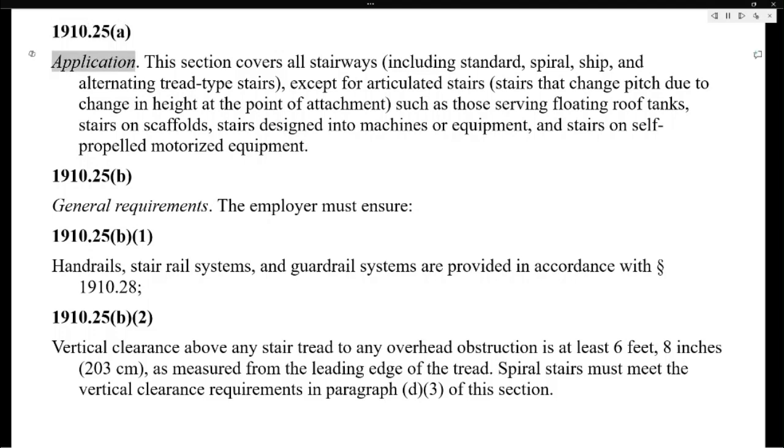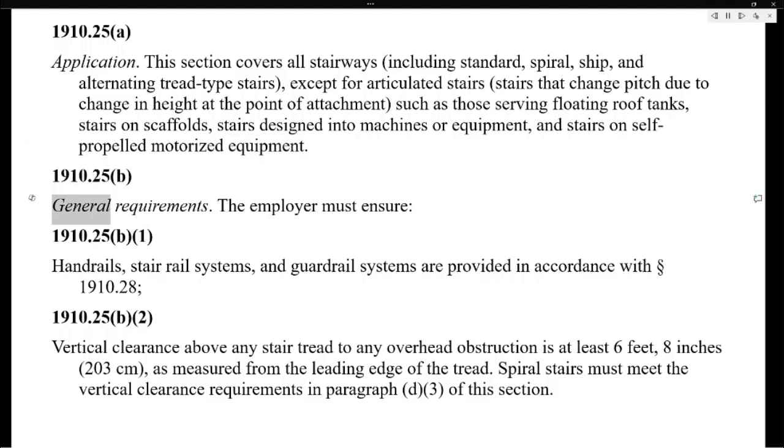1910.25(a) Application. This section covers all stairways, including standard, spiral, ship, and alternating tread-type stairs, except for articulated stairs, stairs that change pitch due to change in height at the point of attachment, such as those serving floating roof tanks, stairs on scaffolds, stairs designed into machines or equipment, and stairs on self-propelled motorized equipment.